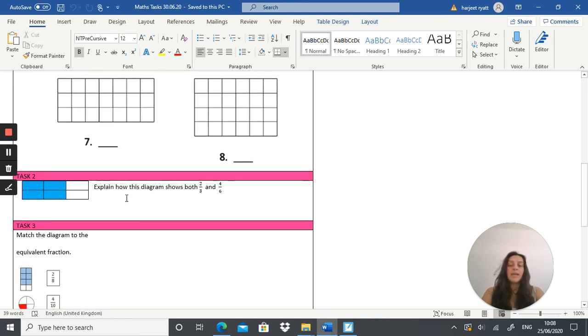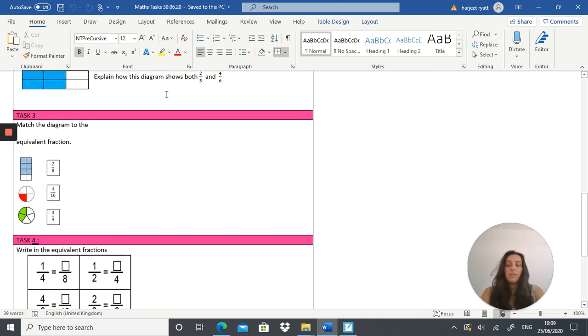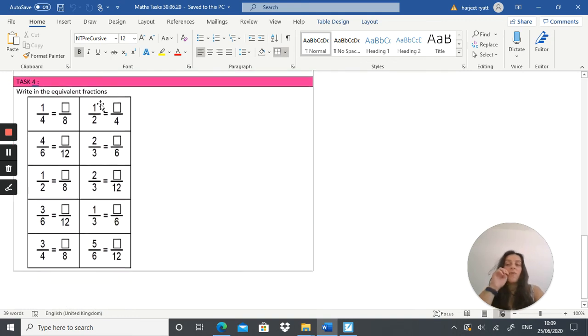Task 2 says, explain how this diagram shows both 2/3 and 4/6. So this diagram here does show those 2 fractions. I want you to explain why that's the case. Task 3 is asking you to match the diagram to the equivalent fraction. And finally, task 4 is asking you to fill in the missing numbers to write in the equivalent fractions. Good job. Let me go back to the smartboard, which is here.